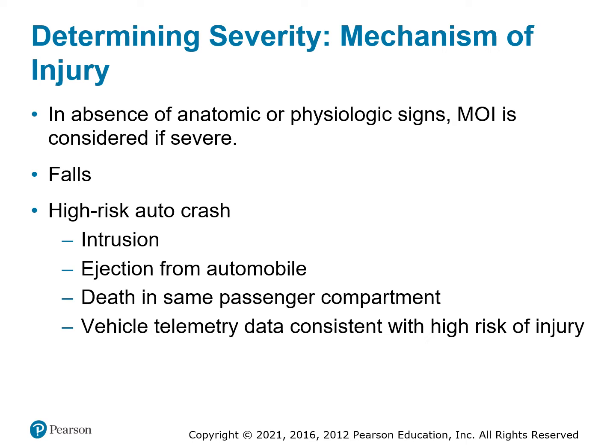Anytime you have an ejection from an automobile, anytime there's death in the same passenger compartment. So if you have three people riding in the vehicle and one of them has died, even if the other two seem perfectly fine, and they may be perfectly fine, it should still raise your level of suspicion. And then a lot of the newer vehicles also have the ability to transmit data on how severe the crash was. So if they've got vehicle telemetry data that would be consistent with a high-risk injury, then that's also another area where you raise your level of suspicion.